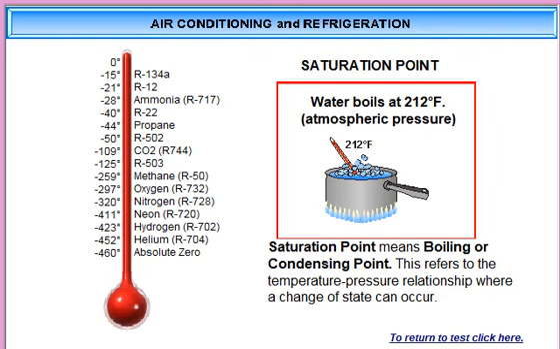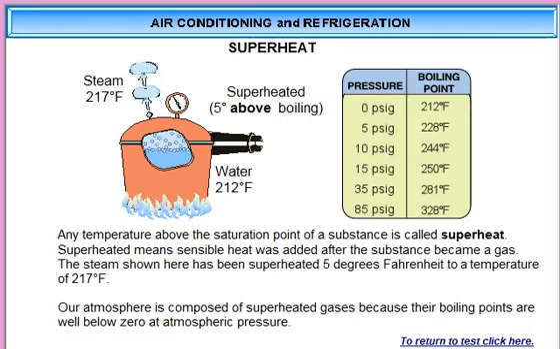Saturation point means boiling or condensing point. This refers to the temperature-pressure relationship where a change of state can occur. Any temperature above the saturation point of a substance is called superheat. Superheated means sensible heat was added after the substance became a gas. The steam shown here has been superheated 5 degrees Fahrenheit to a temperature of 217 degrees. Our atmosphere is composed of superheated gases because their boiling points are well below zero in atmospheric pressure.